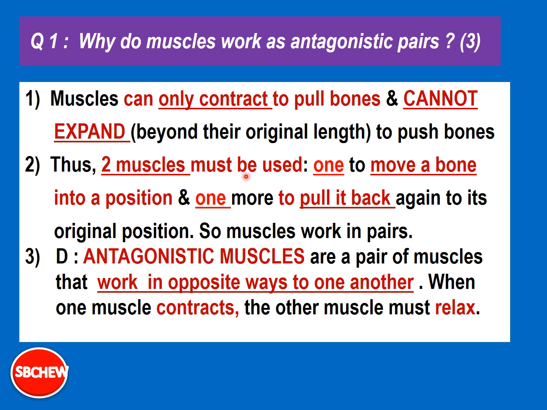Thus, two muscles must be used, one to move a bone to a position and one more to pull it back again to its original position. So muscles work in pairs. And the meaning of the word antagonistic muscles is a pair of muscles that work in opposite ways to one another. When one muscle contracts, the other must relax.